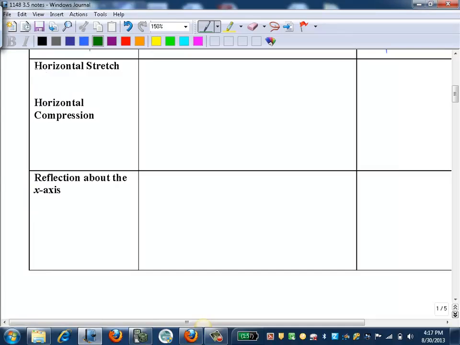Okay, so our horizontal stretch, if you stretch horizontally, that's actually going to make the graph look wider. And if it's a horizontal compression, horizontally, that's going to look like the graph is narrower. So let's make a sketch of those graphs we just graphed in the calculator.